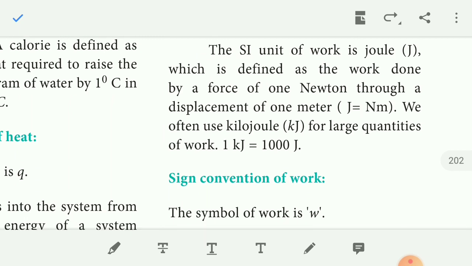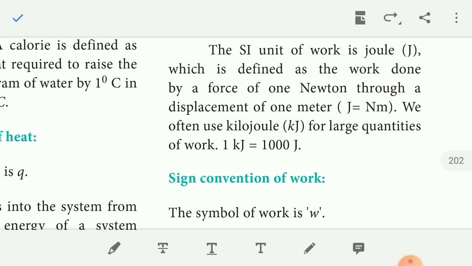The sign convention of work. The symbol of work is W. If work is done by the system, note the point, the energy of the system decreases. Hence by convention the work is taken to be negative, minus W.